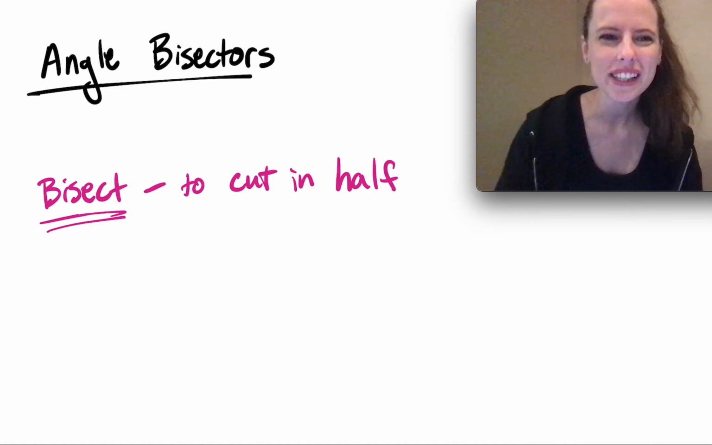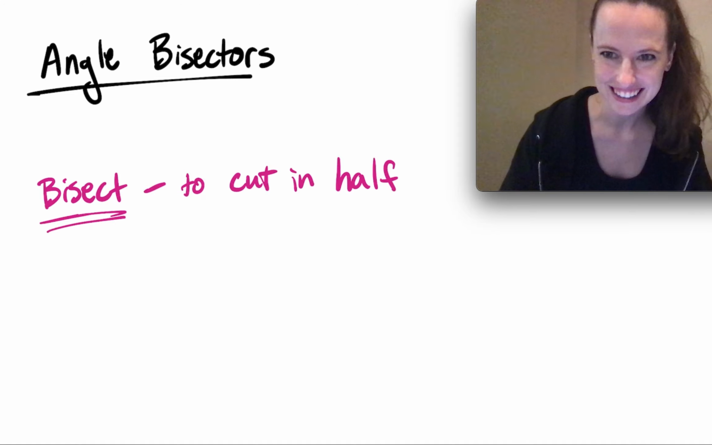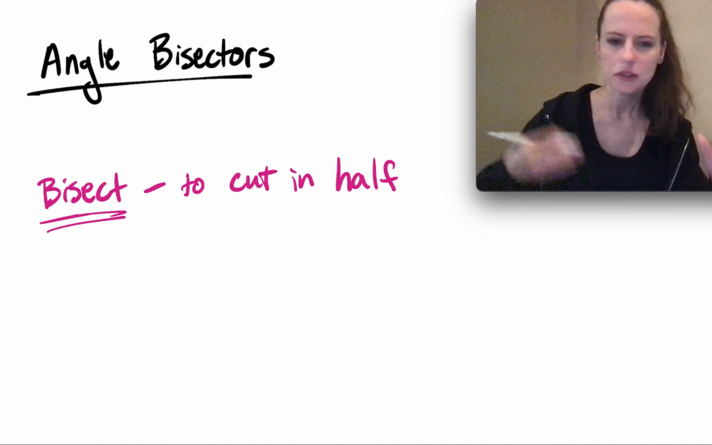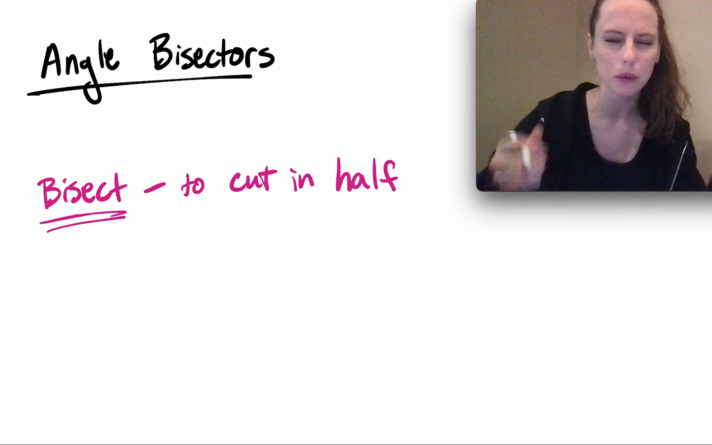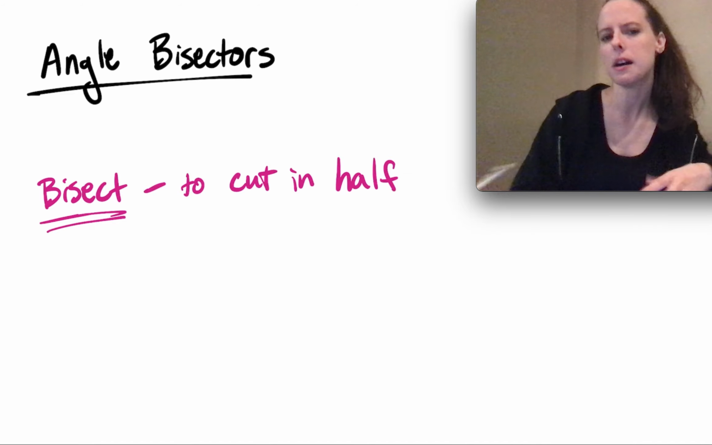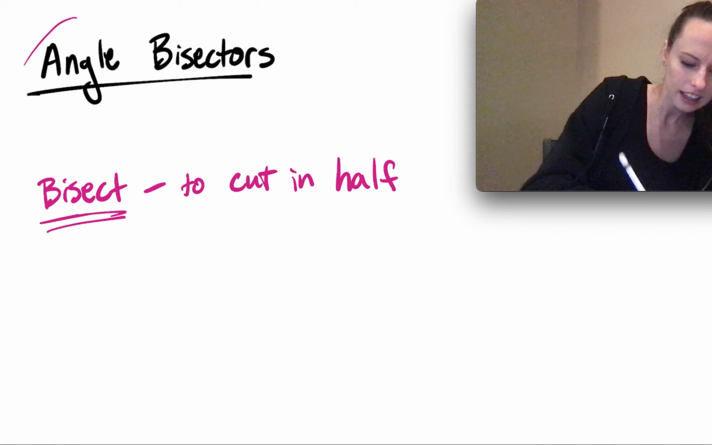In this video, we'll be talking about angle bisectors. So the word bisect is actually a verb that means to cut in half. So whenever we talk about bisecting, we have some geometric object that is cutting some other geometric object. So in this case, what we're cutting is an angle.